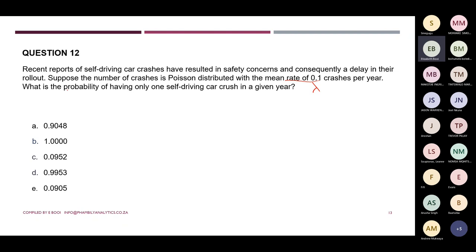And we need to go to the question. It says we need to find the probability of only one. So X is equal to one car crash per year. We have a choice of either using the formula, because it's easy: e to the power of negative lambda times lambda to the power of X divided by X factorial. You can use this formula, or you can use the table.